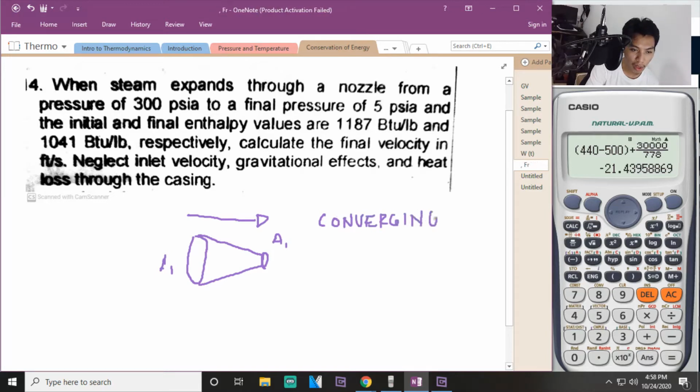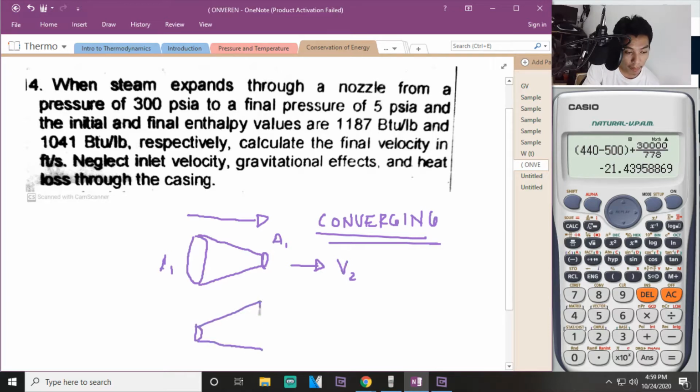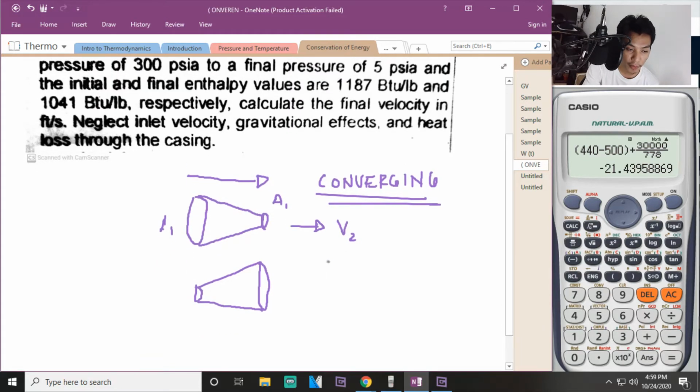Ba't ba ginagawa yung converging nozzle, sir? Para magkaroon ka ng mas mabilis na velocity ng iyong fluid. Faster velocity pagdating din sa dulo. And then, mag-create ka na mas mataas na kinetic energy. You will add kinetic energy to your system. Kaya ka nag-nozzle. Sir, paano pag baliktad ang nozzle mo? Papalaki. Base sa fluid flow mo, ang tawag dito is a diverging nozzle.